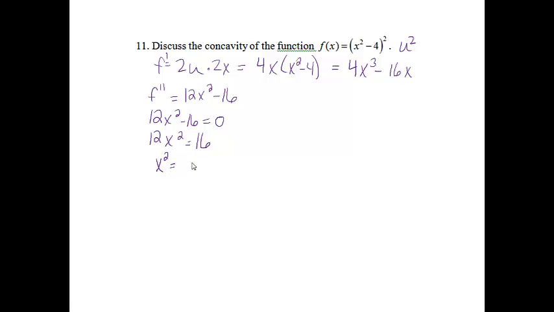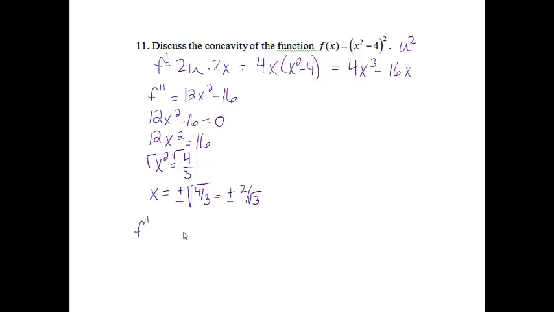Dividing both sides by 12, I will get 4/3. And then to get rid of the square, I take the square root of both sides. So I'll get x equals, notice it's going to be plus or minus the square root of 4/3. And I'm actually going to rewrite that as plus or minus 2 over the square root of 3. Either of those answers would be acceptable, however.